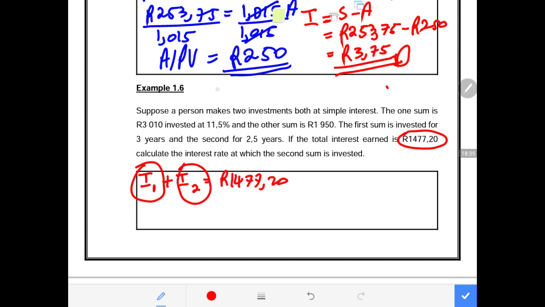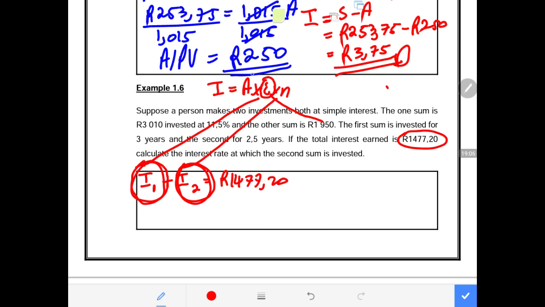We know the formula says interest equals A times by I times by N. So now that means we can substitute the interest, which is one figure, into the formula, because that is the same way on how to calculate the interest amount. Why do we have to do this? Is because we are looking for the interest rate that was earned on the second investment.